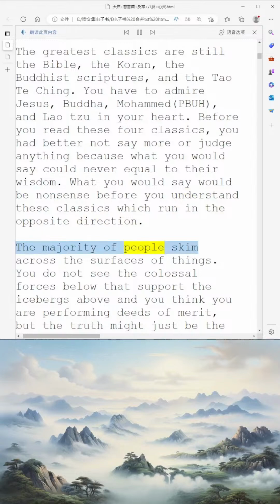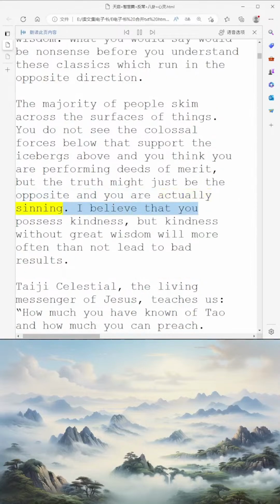The majority of people skim across the surfaces of things. You do not see the colossal forces below that support the icebergs above, and you think you are performing deeds of merit, but the truth might just be the opposite and you are actually sinning. I believe that you possess kindness, but kindness without great wisdom will more often than not lead to bad results.